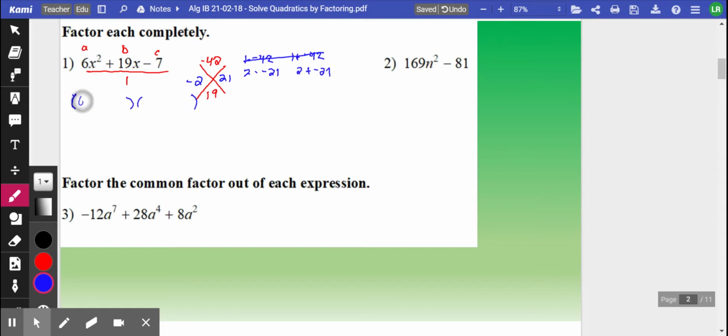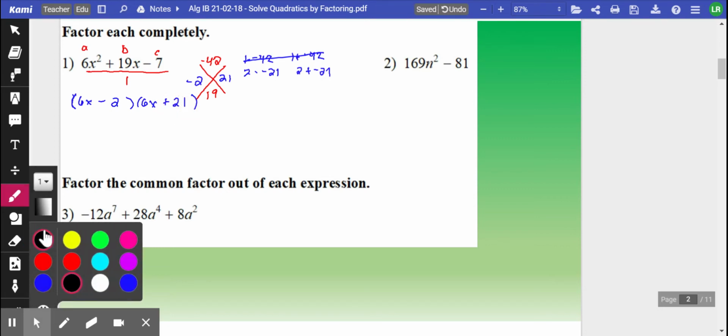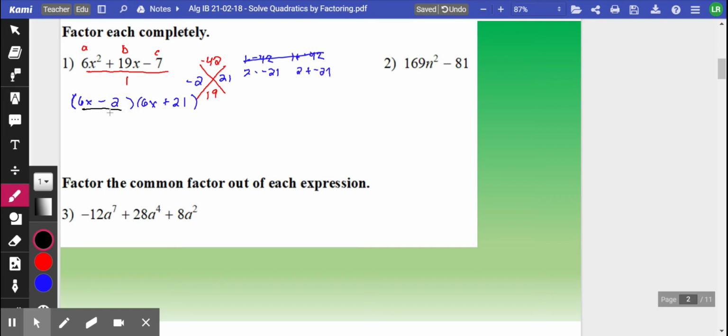Okay, remember we start with 6x, so 6x and 6x. And we have our two magic numbers, minus 2 and plus 21. We're looking for what we can divide out of each individual part. So 6 and 2, I can divide those by 2. 6 and 21, I can divide those by 3. And check your tires. 2 times 3 is 6, so that's good. Just make sure you divide it correctly. So this would be 3x minus 1. And this one would be 2x plus 7. And that would be my answer.